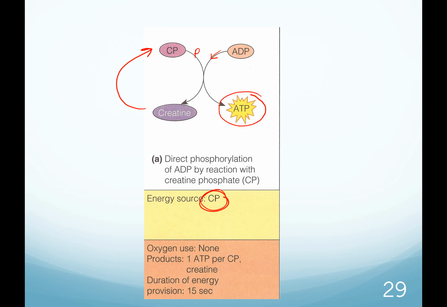There'll be a separate process that will do this, but again, we're not interested in that in this particular chapter. Taking a look at some of our information here. No oxygen needed, check. It is a 1-to-1 ratio, check. And it lasts, once again, 15 seconds or so. So that is what is known as direct phosphorylation.